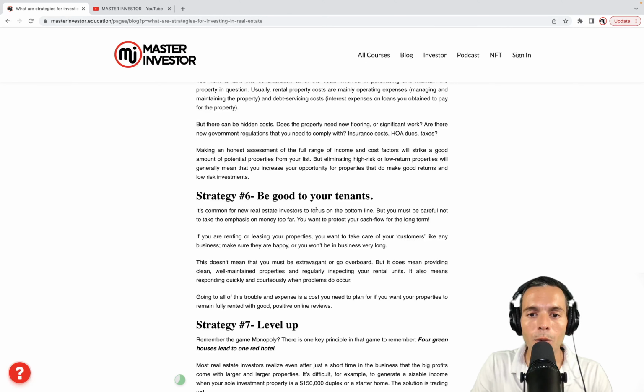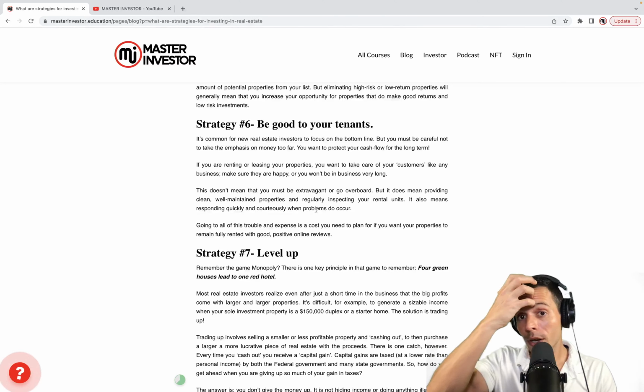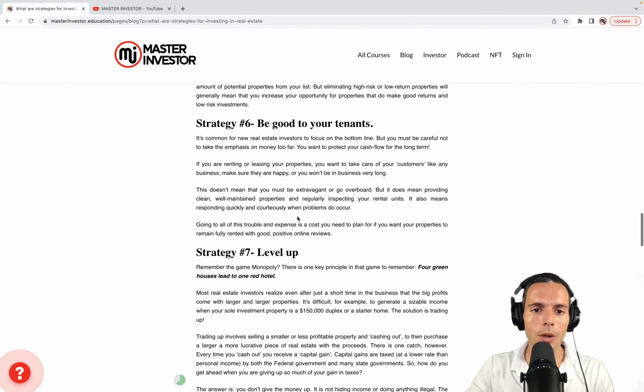Making an honest assessment of the full range of income and cost factors will strike a good amount of potential properties from your list. But eliminating high risk or low return properties will generally mean that you increase your opportunity for properties that do make good returns in low risk investments. Remember, everything has a risk, but it's a matter of you doing your due diligence properly and with sound thinking, so that you are choosing your properties and investments wisely, the ones that have low risk and high returns on cash flow. Okay, and you can improve the cash flow, you can scale it. You want to keep those things in mind.